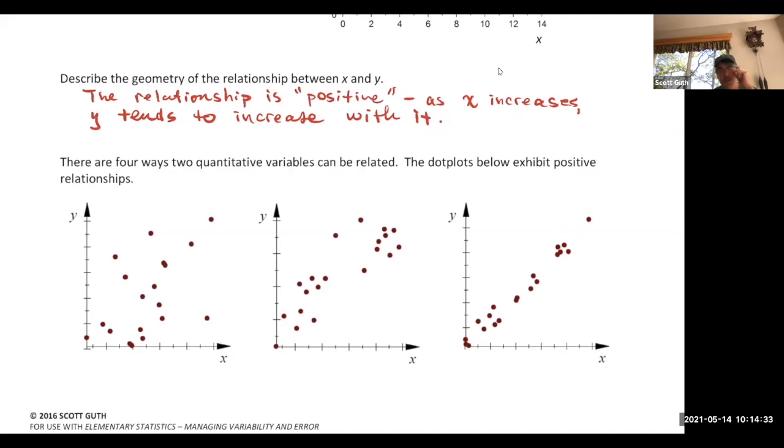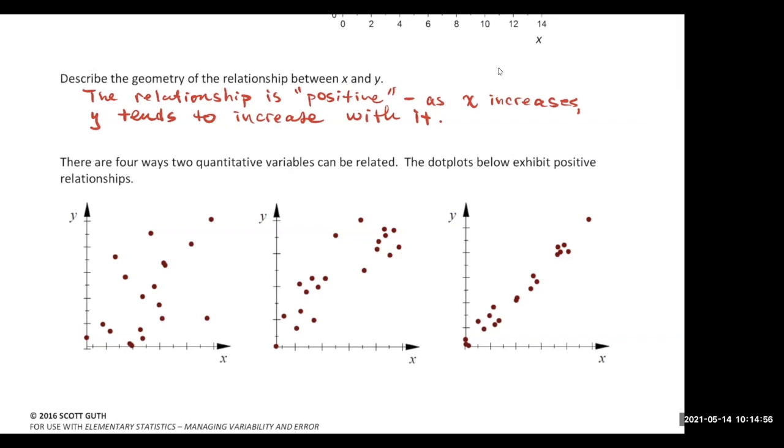The strong relationships are ones where you can make really good predictions of y for a given value of x. Which one do you think would give the best predictions? Anybody? A, B, or C? 1, 2, or 3? 3. Yeah, the third one would give the best.